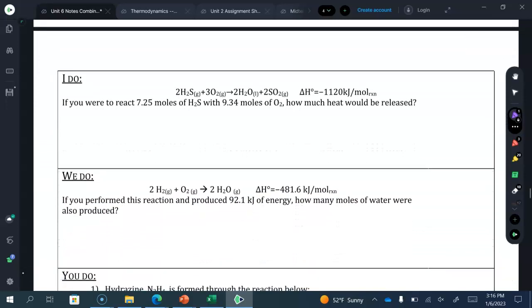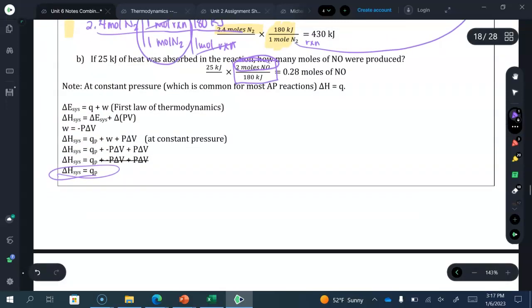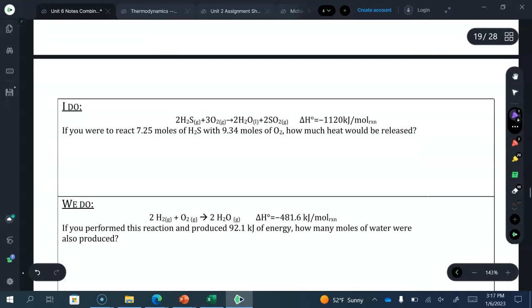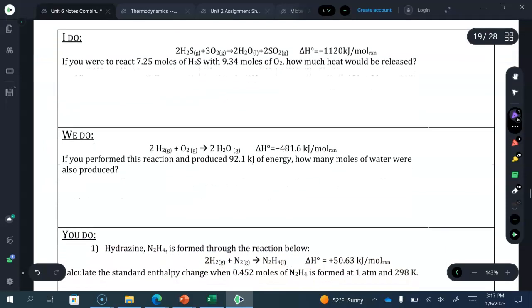So let's apply some of these. For the most part, you're just going to assume constant pressure. There are not a lot of constant volume problems given in AP, and thus this is why we are not addressing it. So if you were to react 7.5 moles of H2S with 9.34 moles of O2, how much heat would be released? Well, first we've got to do a BCA table, right?